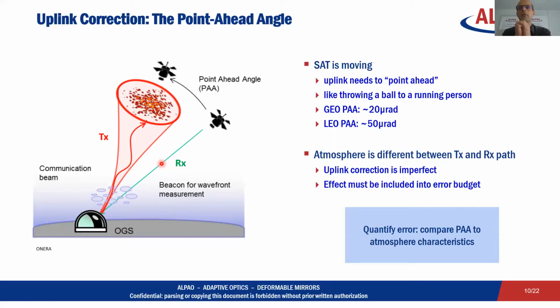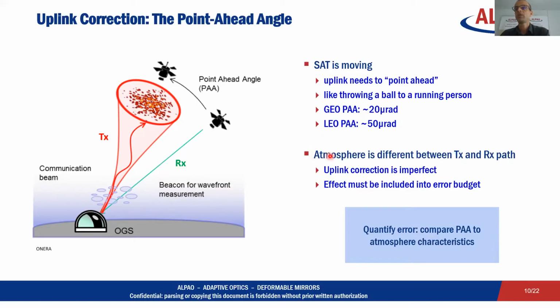And this point ahead angle depends on the orbit. For GEO orbits, it's typically about 20 microradians, which is 4 arcseconds. The further down you go, the more you have to point ahead, because your satellite is going to get faster. And when you arrive at the LEO orbit, the point ahead angle can be as large as 50 microradians, which is about 10 arcseconds.